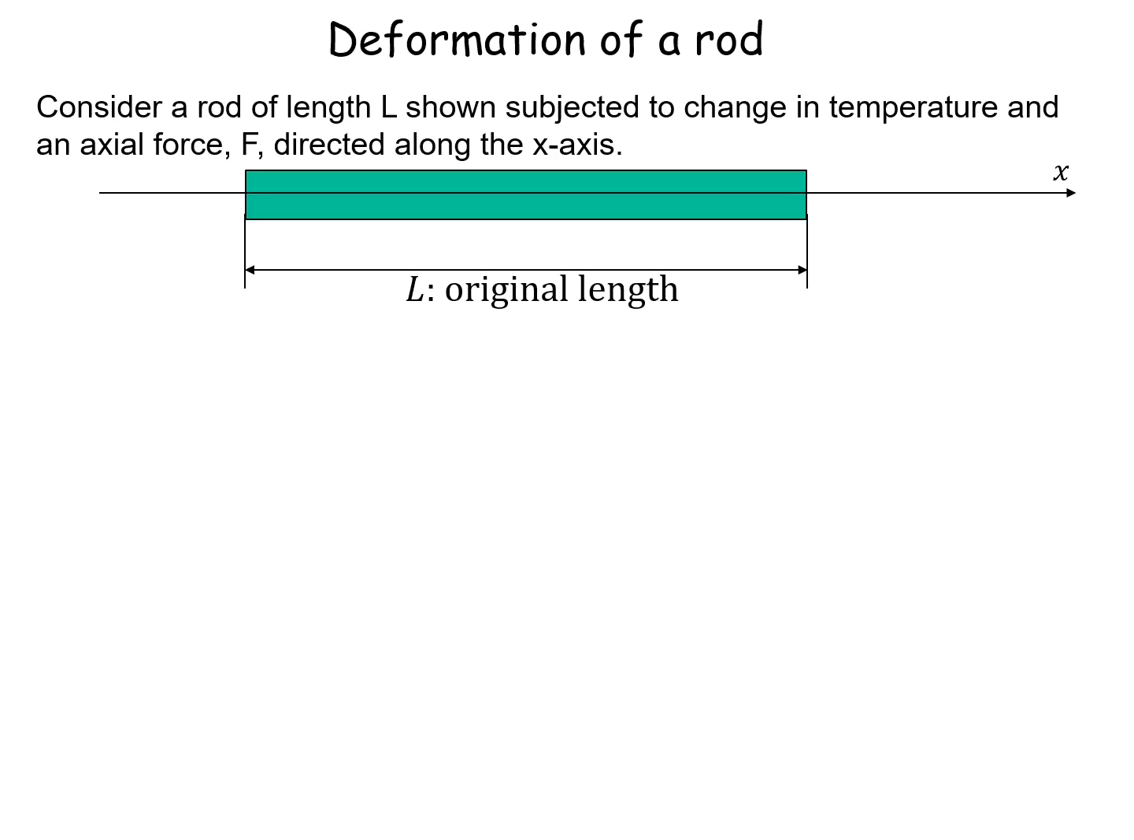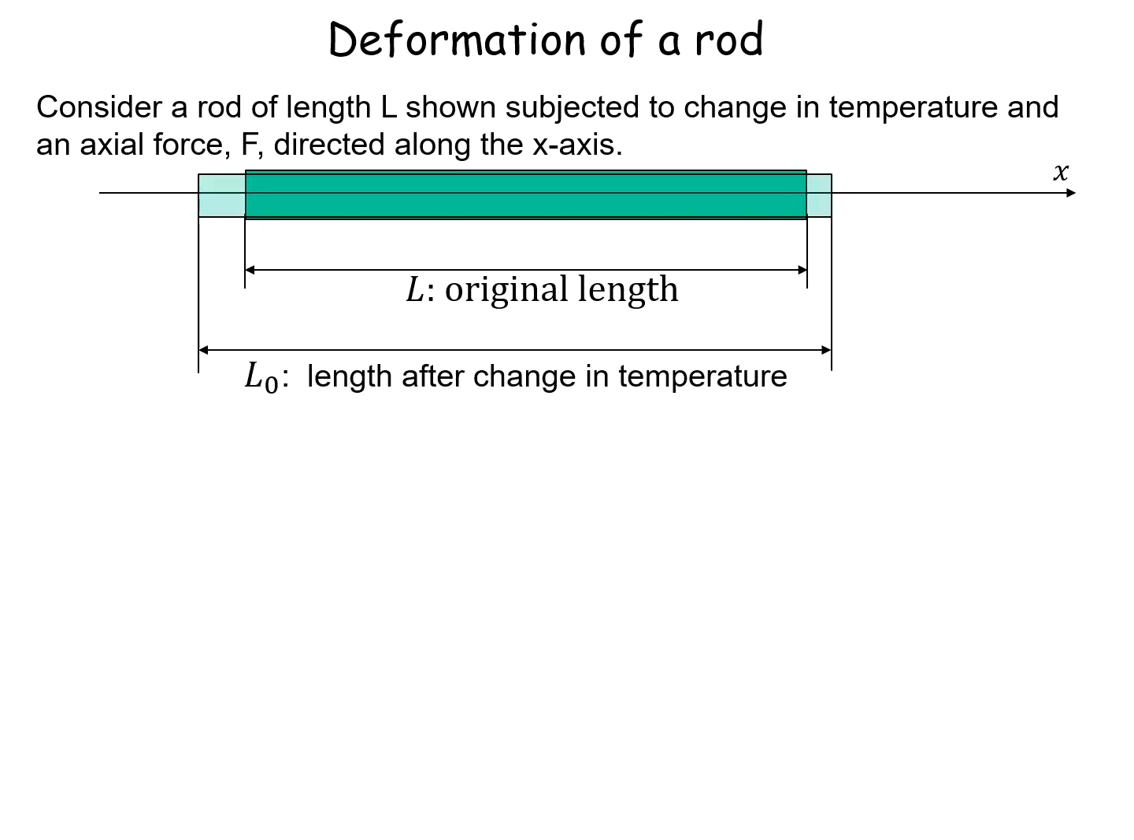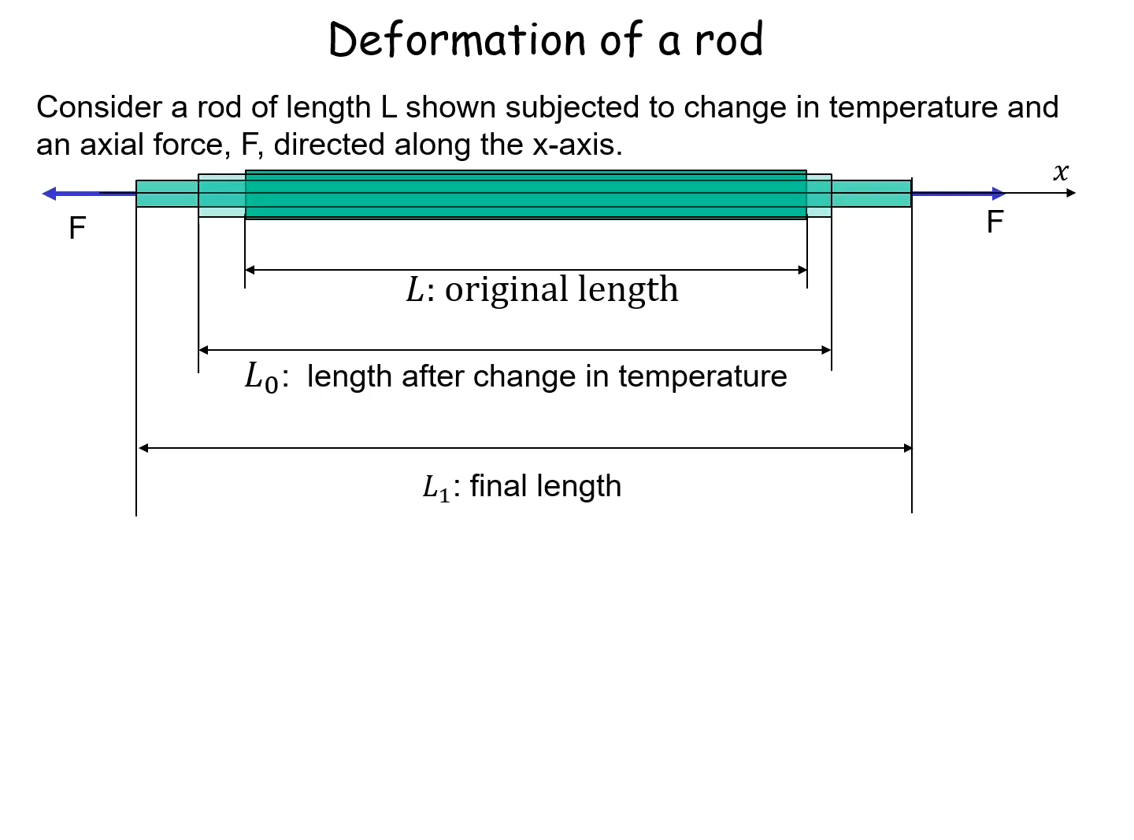Consider the deformation of a rod subjected to both a temperature change and an axial force, F. It shows the rod's length along the x-axis. L is the rod's original length. L0 is the length after a change in temperature. This is the length of the rod before the force F is applied. L1 is the final length of the rod after both the temperature change and the axial force F have been applied.